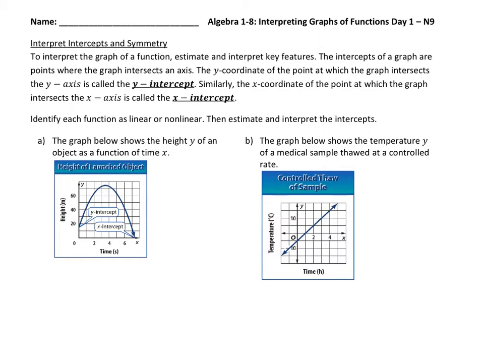The intercepts of a graph are points where the graph intersects an axis. The y-coordinate of the point at which the graph intersects the y-axis is called the y-intercept. Similarly, the x-coordinate of the point at which the graph intersects the x-axis is called the x-intercept. Identify each function as linear or nonlinear, then estimate and interpret the intercepts.